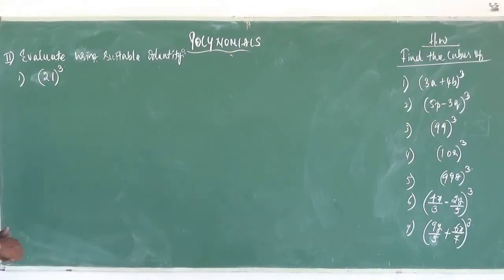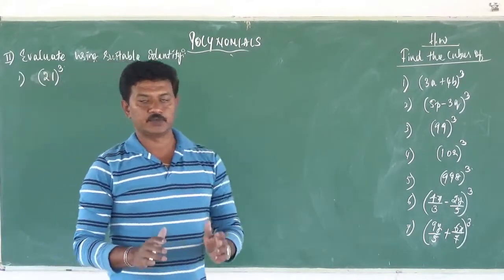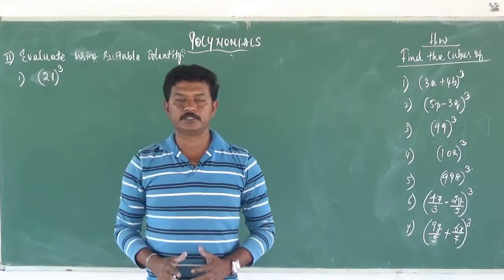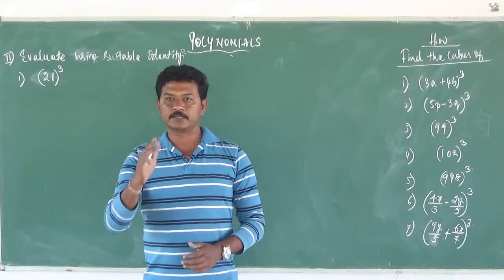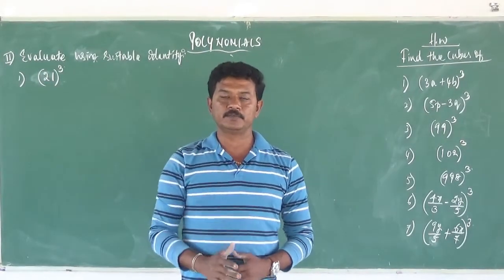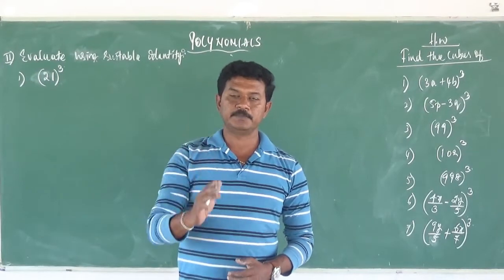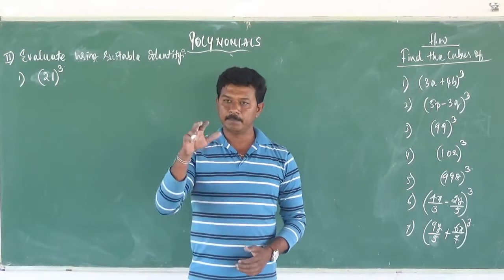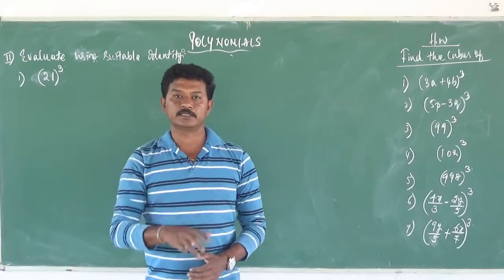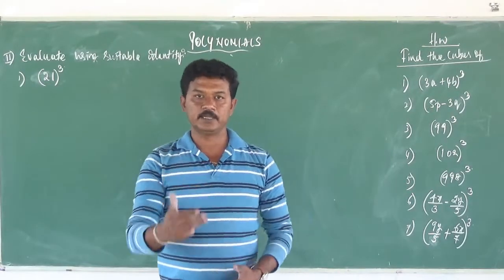Okay, now let us get into the application of these two identities: (a plus b) whole cube is equal to a cube plus b cube plus 3ab into (a plus b), and another formula, (a minus b) whole cube, which is a cube minus b cube minus 3ab into (a minus b). So let us apply this for numericals and evaluate the required values, right?